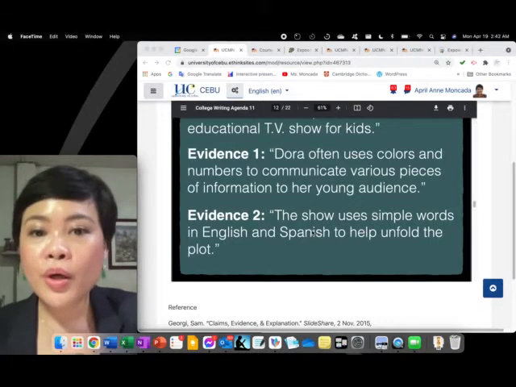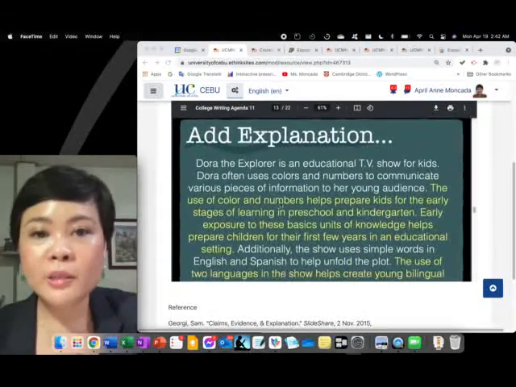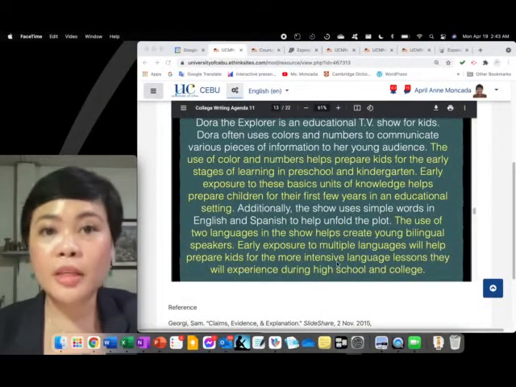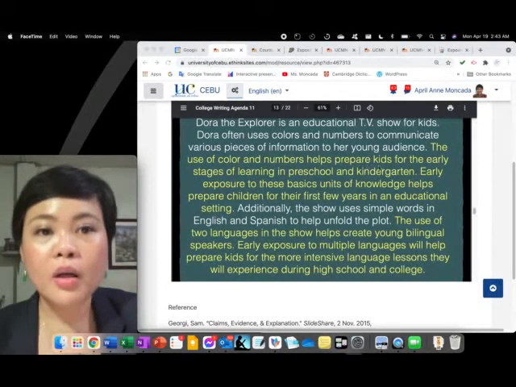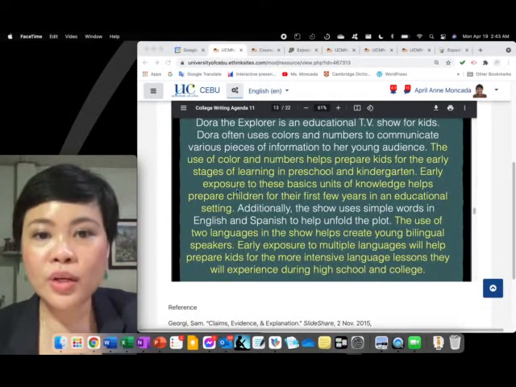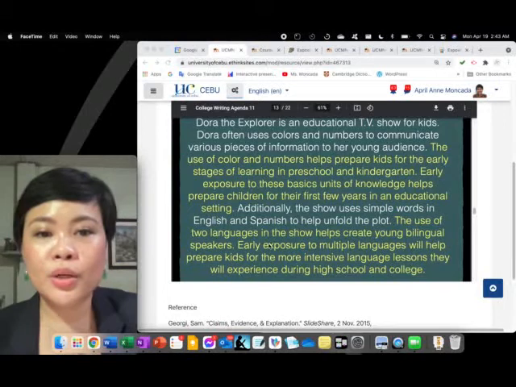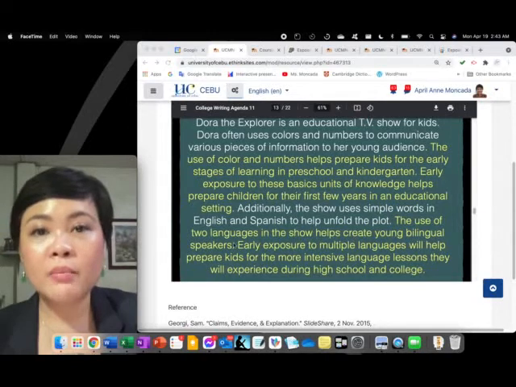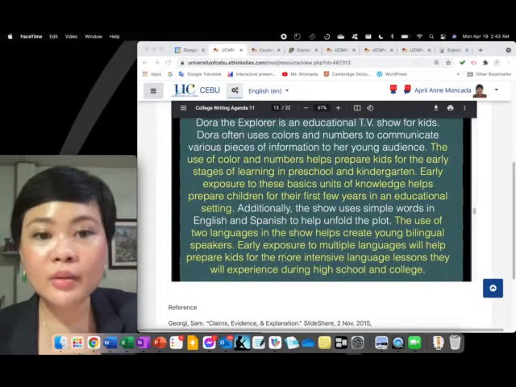Okay, so the claim and the two evidence that support it are further explained. The text in yellow in this paragraph are the explanations. So you have here about the colors and numbers. They help prepare kids for the early stages of learning in preschool and kindergarten. Okay, so this is exposure to basic units of knowledge. And with regards to the language, the use of two languages helps create young bilingual speakers. Isn't it great? So these are explanations here, all right, the text in yellow.